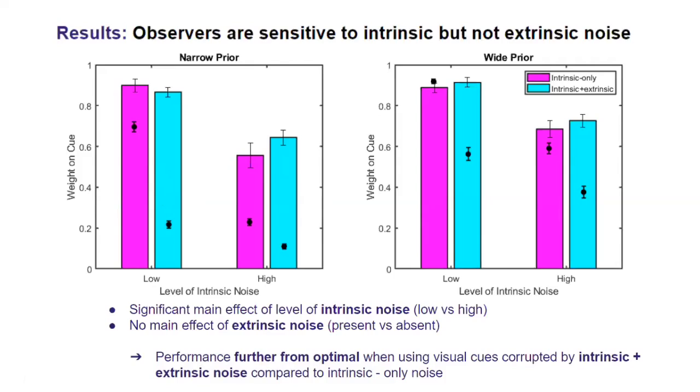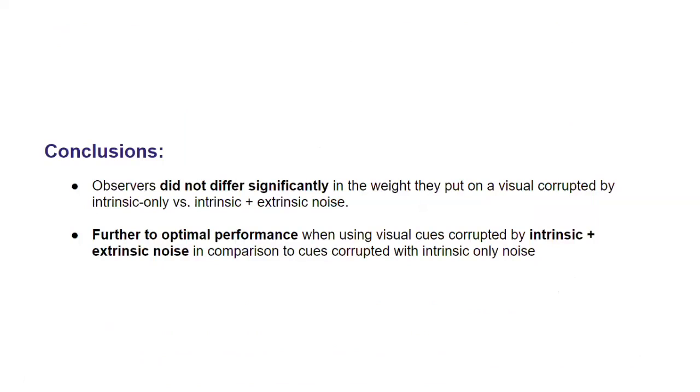to intrinsic-only cues. In conclusion, observers did not weight the intrinsic-only visual cues and intrinsic plus extrinsic visual cues differently, despite the added uncertainty of extrinsic noise. This suggests a greater inability to fully account for extrinsic noise, shown by a further away from optimal performance when compared to that of intrinsic noise.